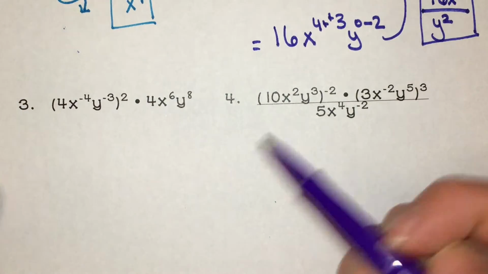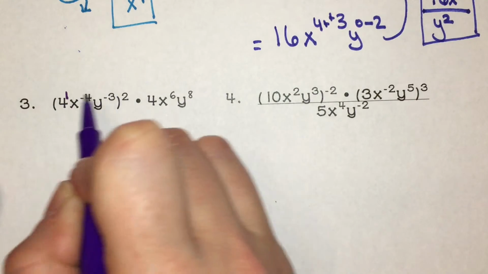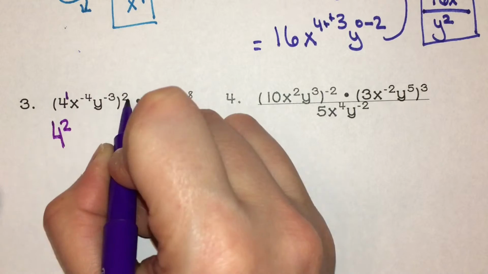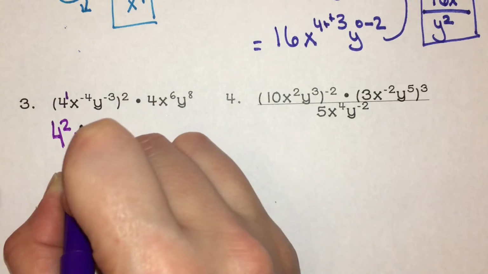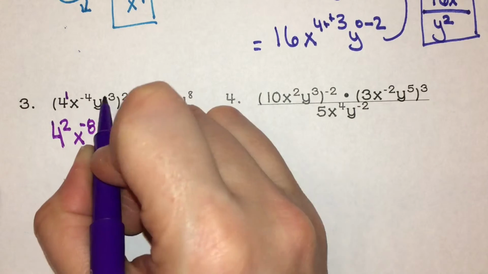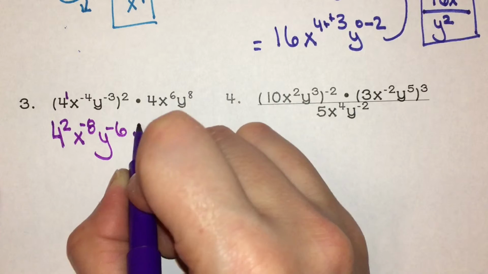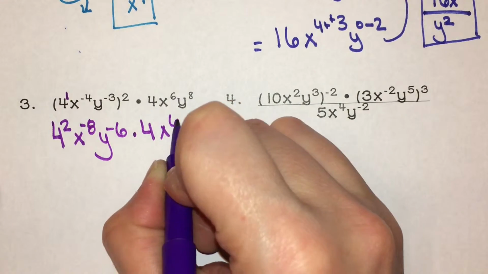All right, here I'm going to multiply the exponents inside. It raises 4 to the power of 1 by 2 on the outside. So we get 4 to the second power. 1 times 2 is 2. X to the negative 4 times 2 is negative 8. Y to the negative 3 times 2 is negative 6. Multiplied by 4. X to the 6th, y to the 8th.